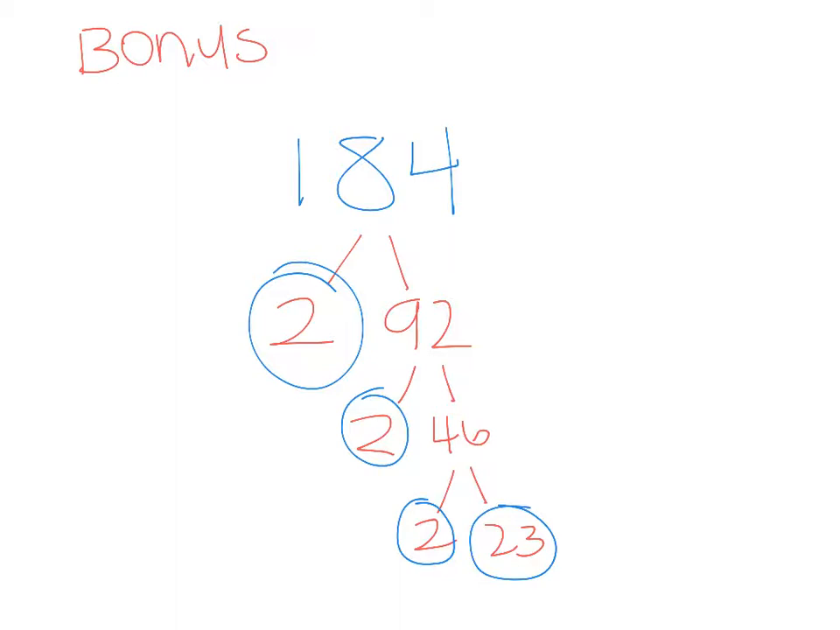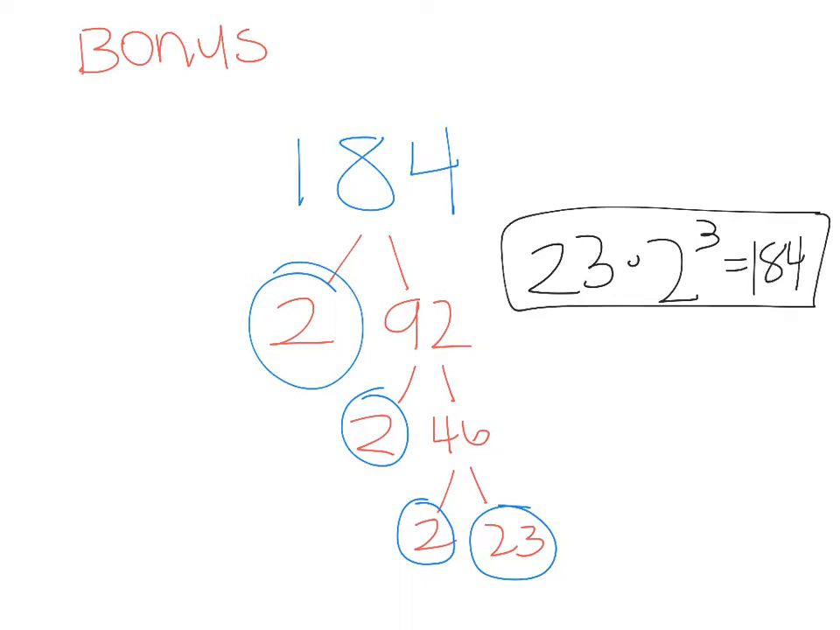Alright, so I went ahead and solved this problem so you can check your work. It was interesting because 184 divided by 2 was 92. So I remembered back from the last problem the prime factorization of 92, and then I just multiplied it by 2. So it's 23 times 2 to the 3rd power equals 184. So if you got that right, good job on getting your bonus and challenging your thinking.